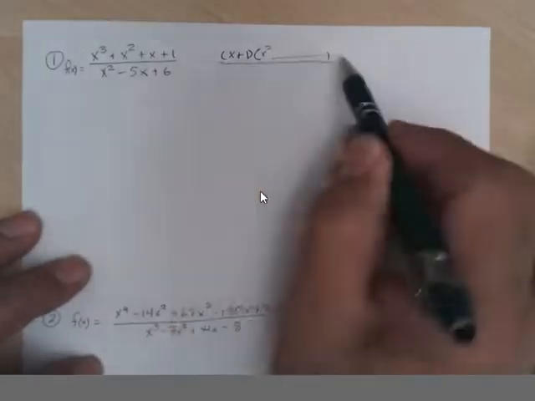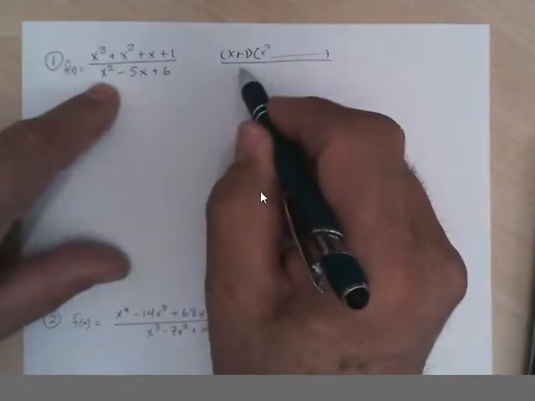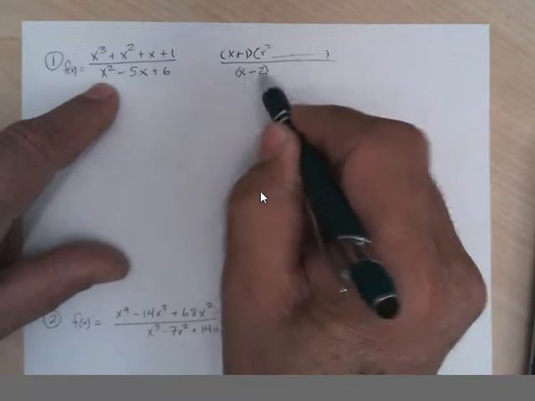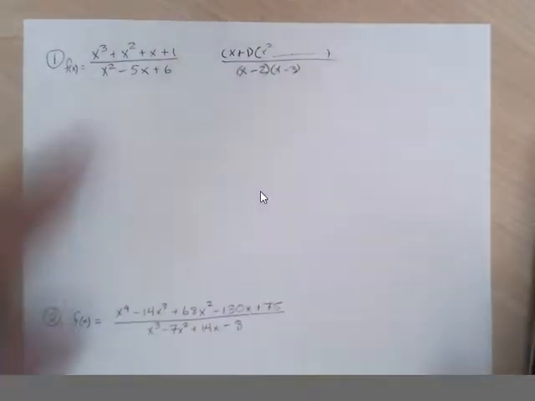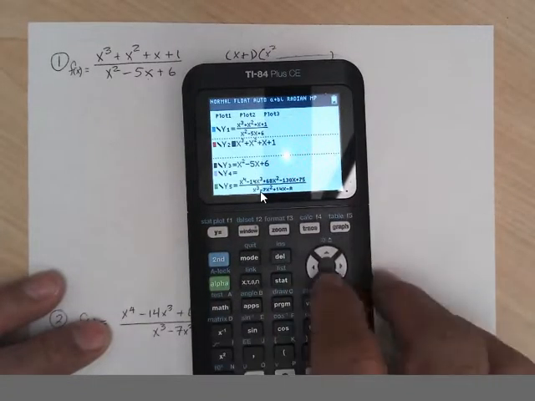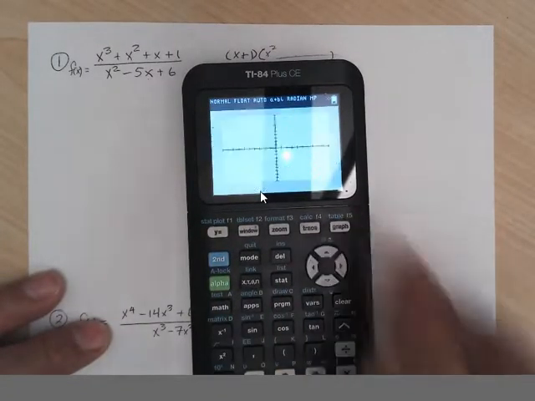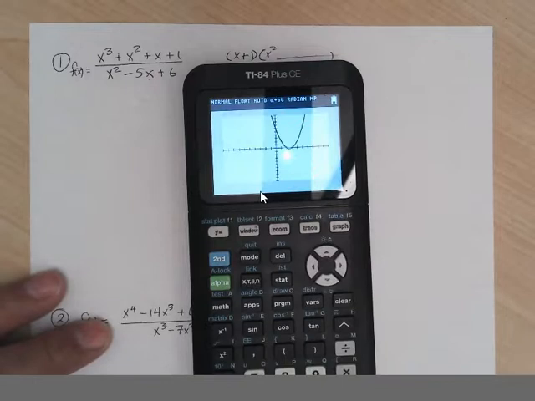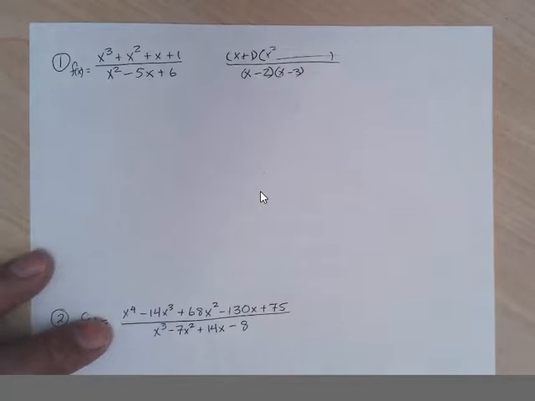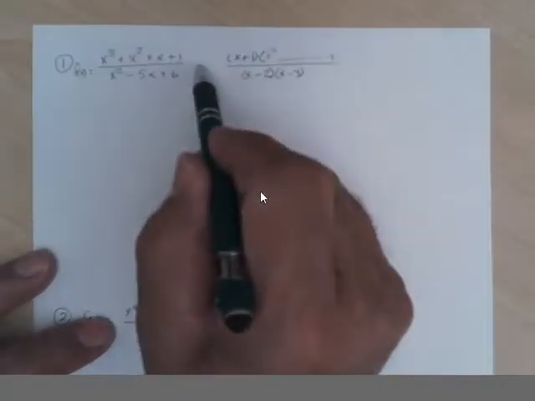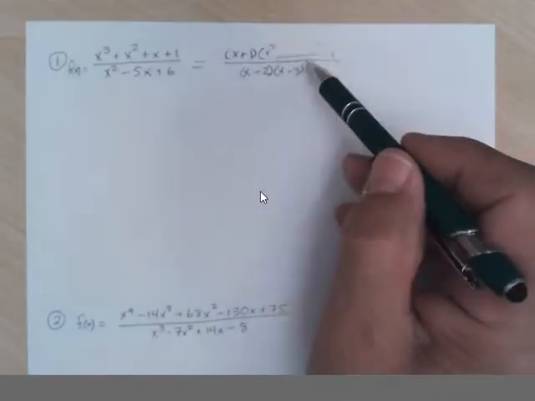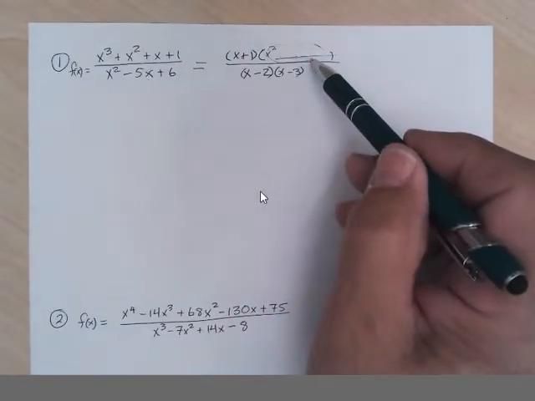Now the denominator. This is easy enough to factor anyway. That's going to be x minus 2 and x minus 3. But I've typed it in so you can see, I can turn that one off, turn that one on and graph it. And it goes through 2 and 3, so the factors are x minus 2 and x minus 3. Okay, from this, I can see that this didn't factor. It has complex or imaginary answers.